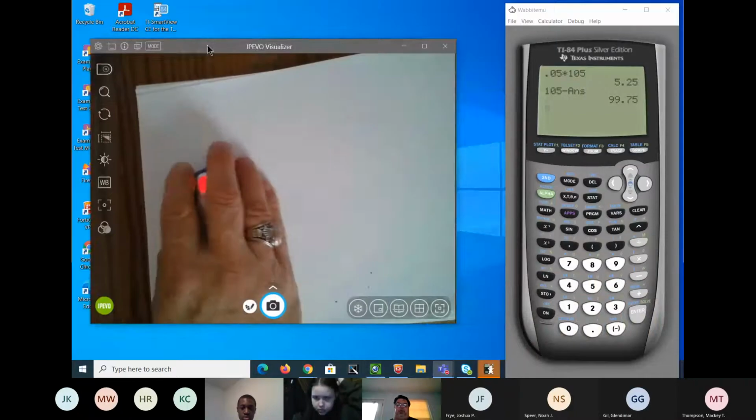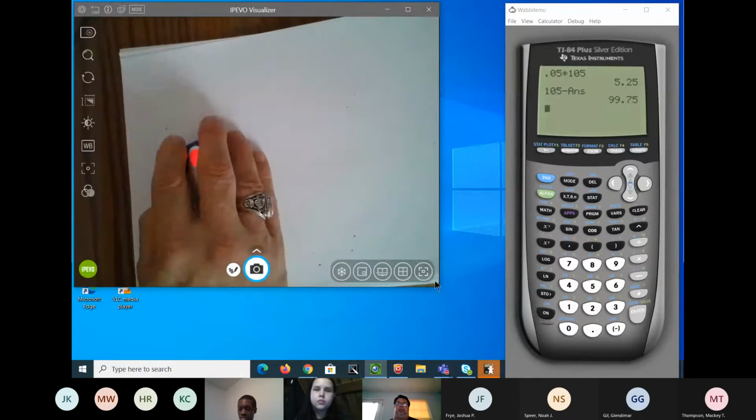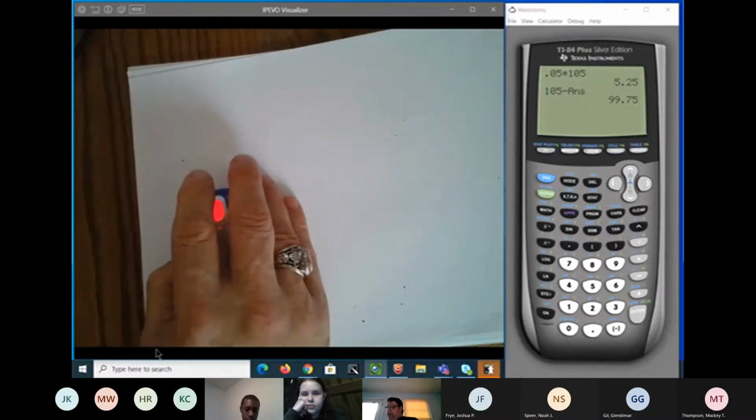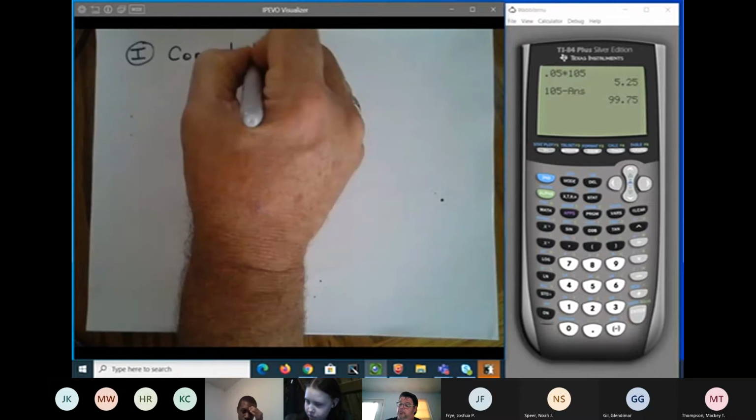Now, 4.1 and 4.2 are going to be talking about the following things: correlation, causality, slope, and equations.